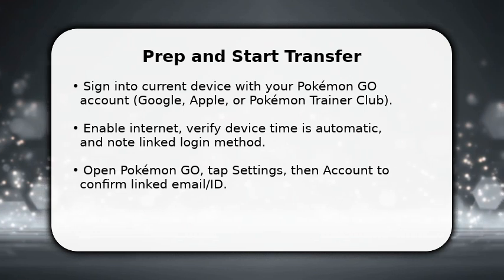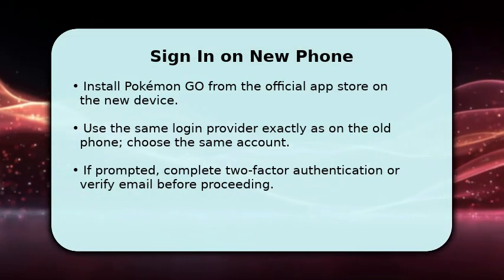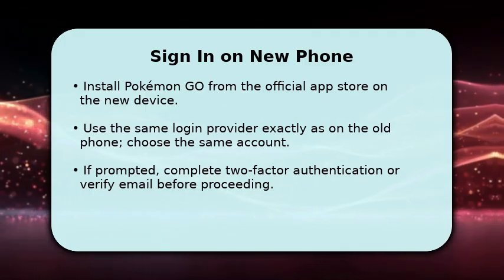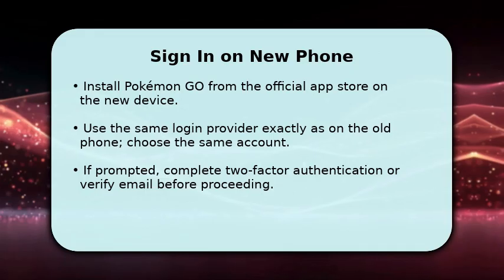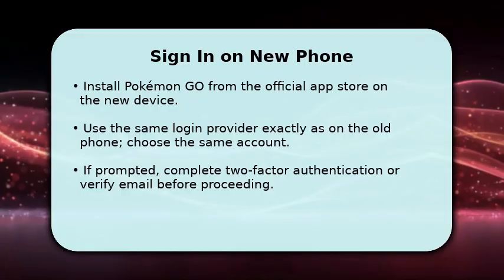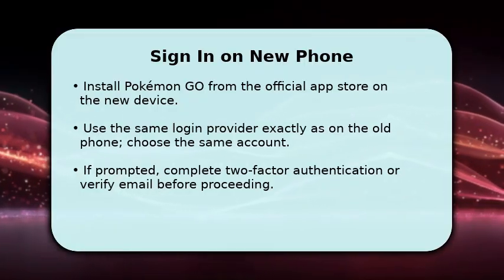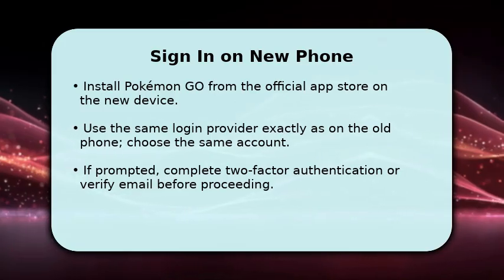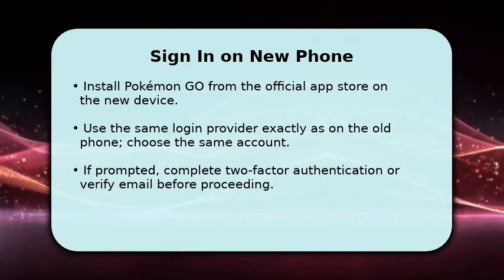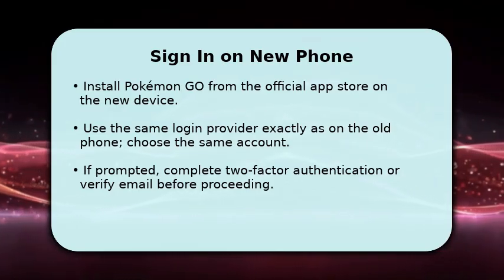On the new phone, install Pokémon GO and launch it. Sign in with the exact same provider and account you confirmed earlier. Consistency matters because accounts are linked to those credentials. When you sign in, expect a security challenge such as two-factor authentication or an emailed verification code. Complete that step to let Niantic match your profile. If you get a warning about an existing device, proceed. You're reauthorizing this new device to access your existing account.